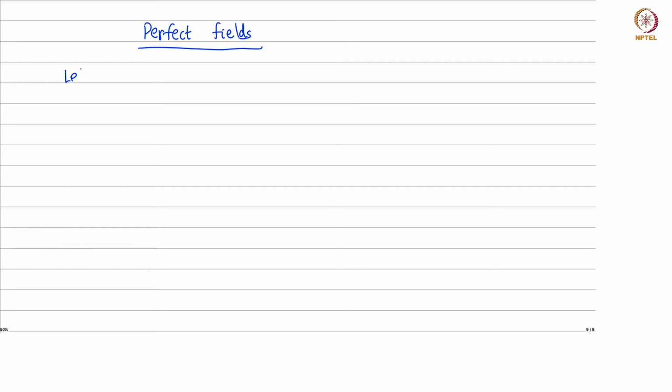So suppose F is a field of characteristic P. Okay, this only makes sense, let's say, for characteristic P fields. P is a prime. So the computation that we just did with 3 actually works in general. Okay, so let's do the following.